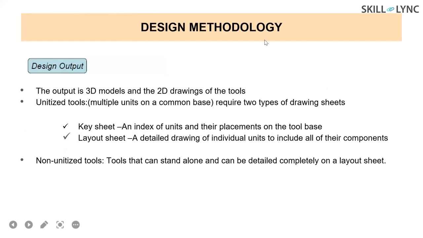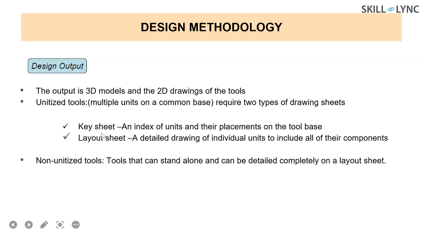Next one, what is the design output? Design outputs can be 3D models or 2D drawings. There are two types: unitized tools and non-unitized tools. If it is unitized, we have multiple units in the same tool. Consider a fixture. A fixture will have multiple units like pin unit, clamp unit, rest unit, base unit. When we have multiple units, it is called a unitized tool.